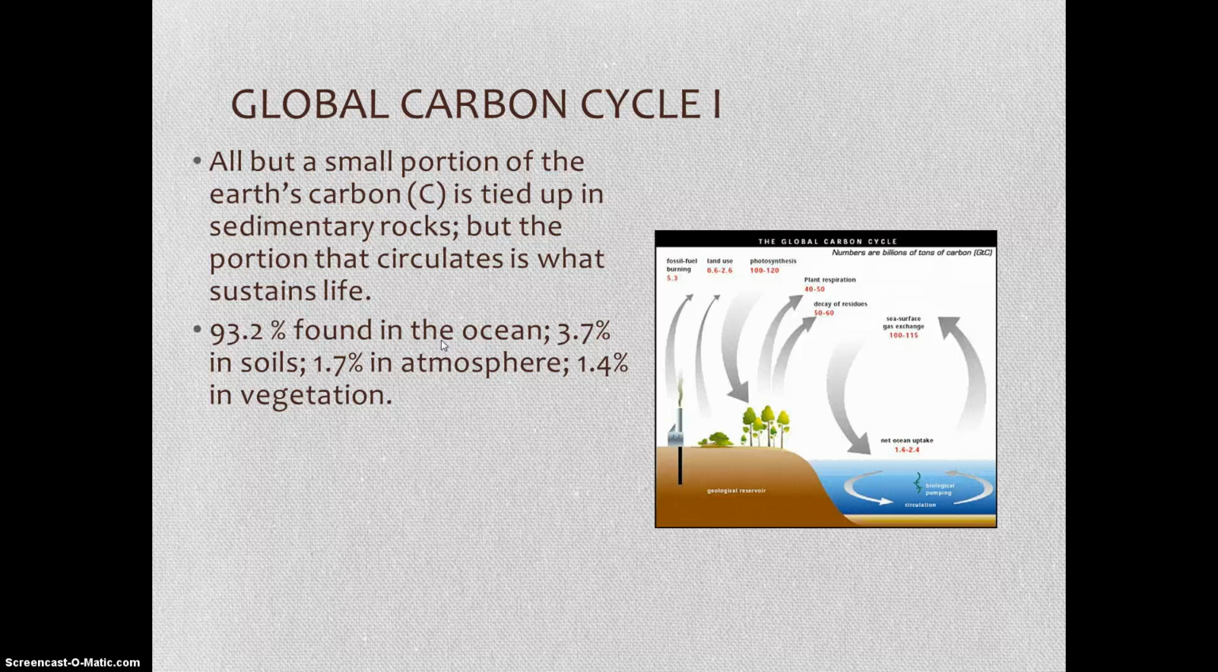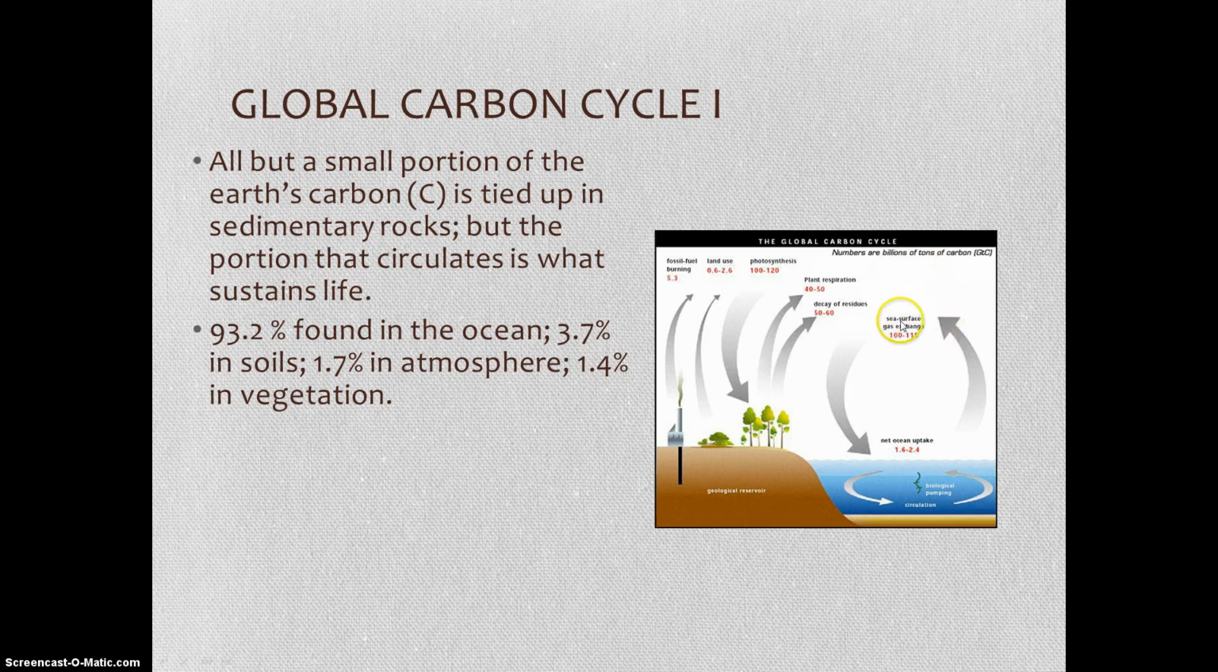93.2% of that carbon is found in the ocean. 3.7% is found in our soil, 1.7% in the atmosphere, and 1.4% in vegetation. So you can see from this chart here, this is the billions of tons of carbon that are cycled.